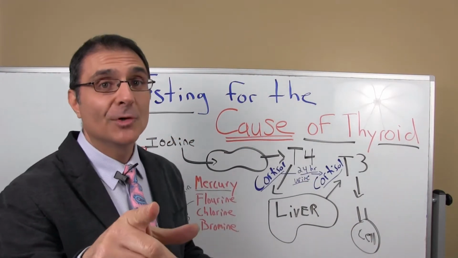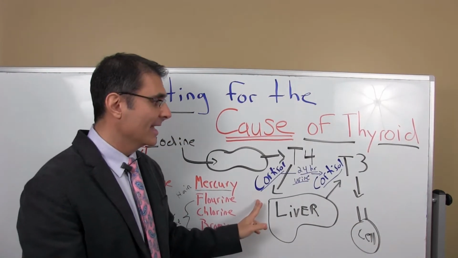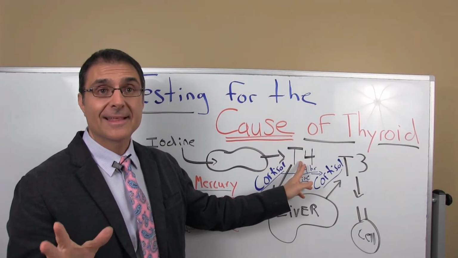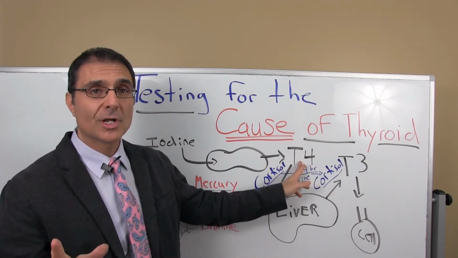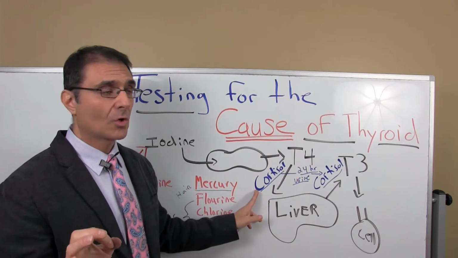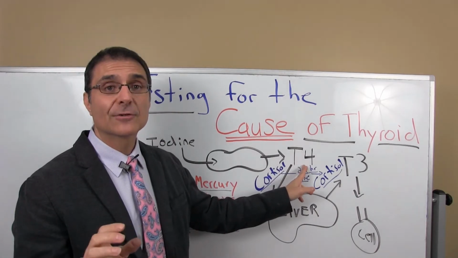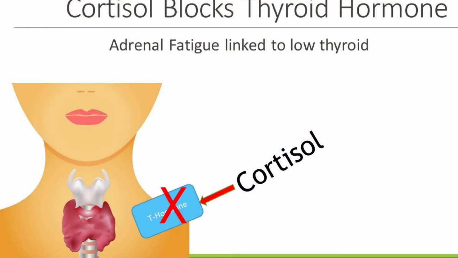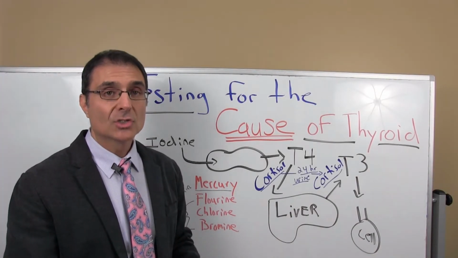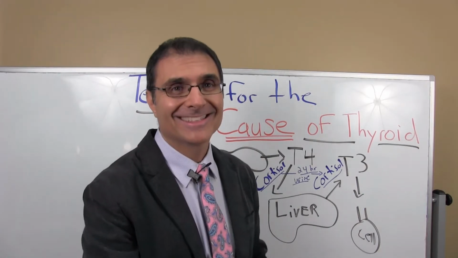So moving right along, the next thing we look at is, again, the thyroid makes T4. Well, what's another thing that will interfere with T4 production? Cortisol. If your adrenal glands are making too much cortisol, the excess cortisol will interfere with T4 production. In addition to that, cortisol will interfere with the conversion of T4 to T3 in the liver. So cortisol will get you twice in the liver.